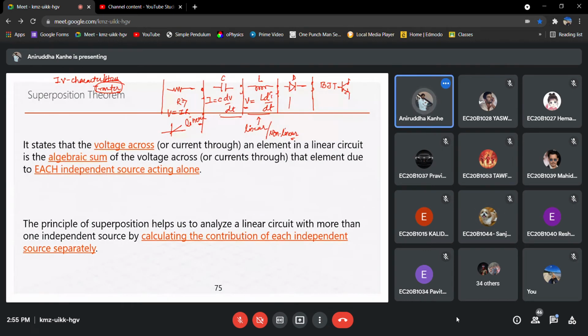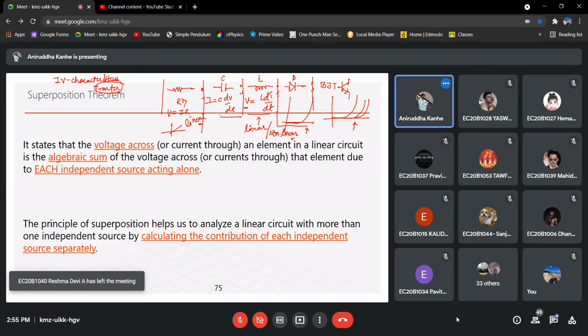Fine. What about the diode? Either you can recall the diode equation or... Non-linear, sir. It's a non-linear device. Your diode characteristics look like this, so it's highly non-linear. What about the BJT? The BJT input and output characteristics also look like this, so this is also a non-linear device. So is that clear? The superposition theorem is valid for linear elements. That is what you first have to understand from the statement. Is that okay?